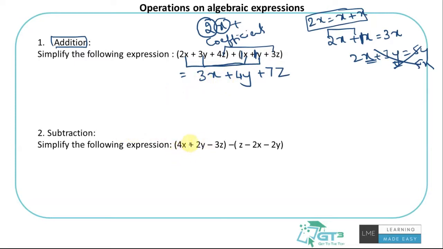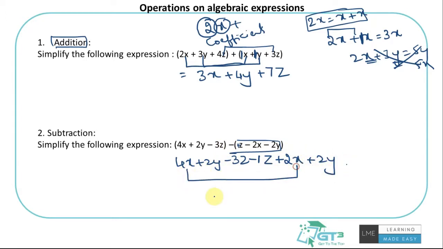When it comes to subtraction, we do the same thing. I only subtract from the same variables. I would not do 4x minus 2y or something, right? So this expression would look like this: 4x plus 2y minus 3z. There's a minus for this entire expression, right? So plus z becomes minus 1z, minus 2x. There is already minus here. Minus of minus is plus 2x. Minus 2y is minus of minus, plus 2y.